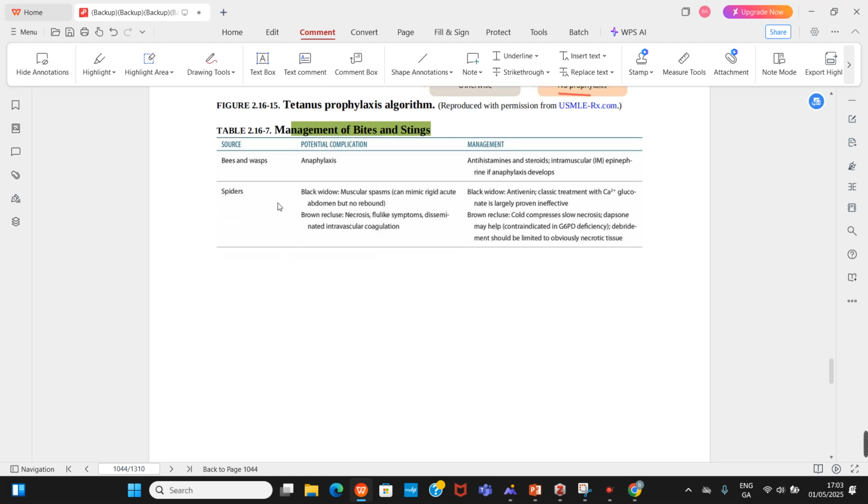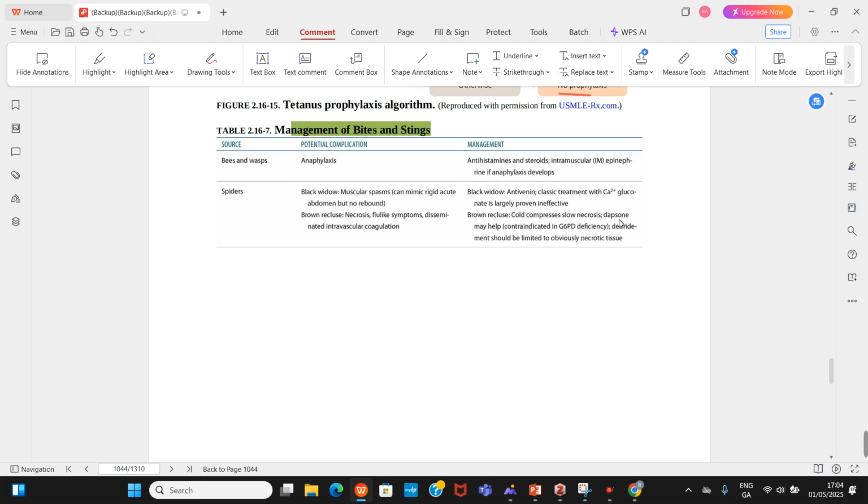So for the spiders, we have two types, the black widow and the brown recluse. So from the word recluse, necrosis, think about necrosis, recluse. So there's going to be skin necrosis, features of DIC. So just apply some cold compress to that area to slow down the necrosis. They can use Dapsone, but we should rule out G6PD deficiency. And of course, if an area is necrotic, always debride. Remove that necrotic area. That's for the brown recluse.